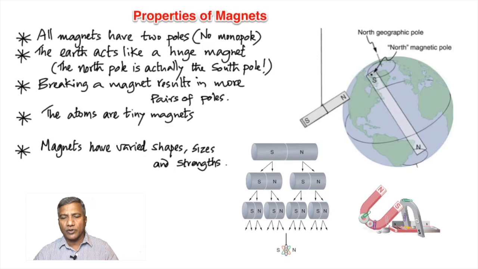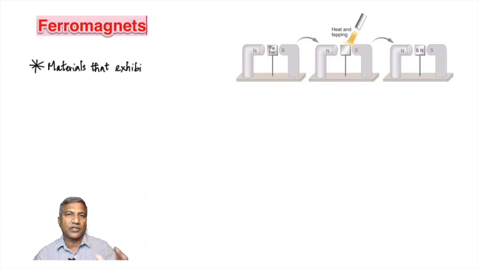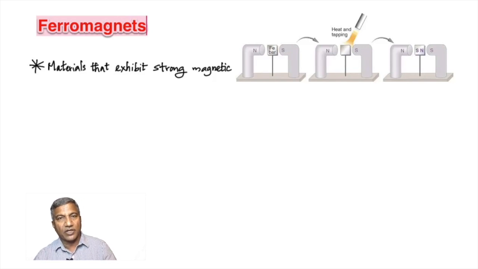And then there are three types of materials: a ferromagnetic material, a diamagnetic material, and a paramagnetic material. I think we will focus on ferromagnetic material. The word ferro means iron, coming from ferrous. So ferromagnetic materials exhibit a strong magnetic field. They can be magnetized, and they show a strong magnetic field. And the best examples are iron, cobalt, nickel.